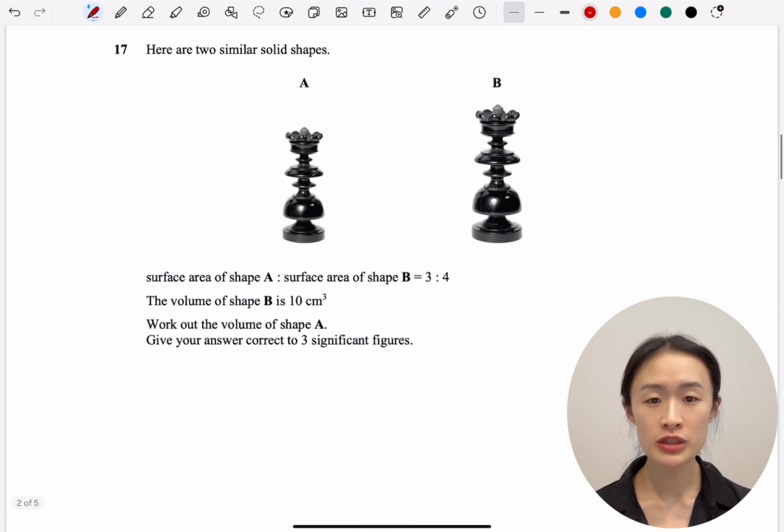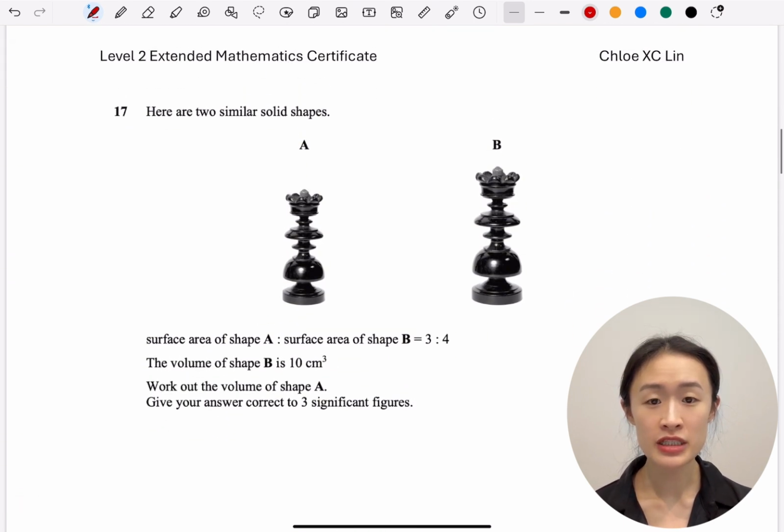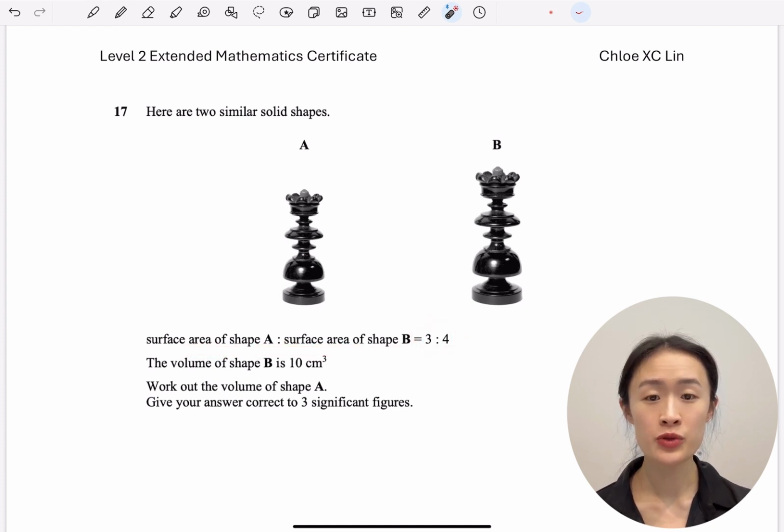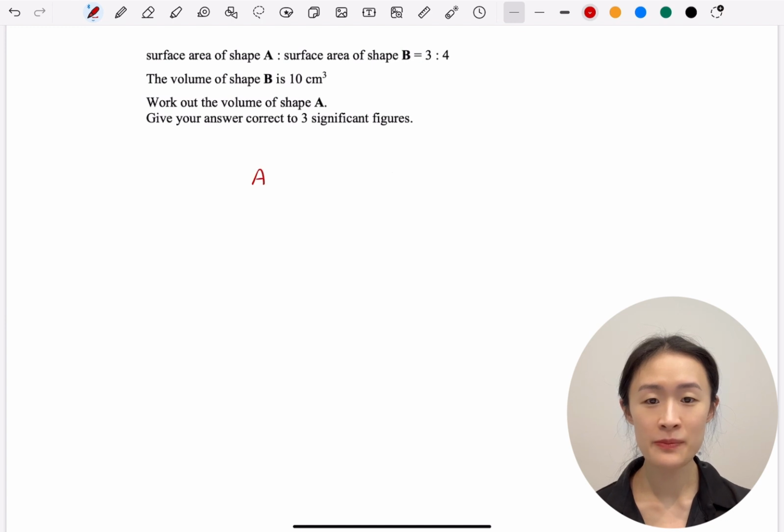So now we have 2 different solid shapes. The surface area of A to the surface area of B is 3 to 4. And we are also told that the volume of B is 10 centimeter cubed. So let's write them out. We have A and B, and we know surface area is 3 to 4. And the volume for A, we don't know. That's something we need to work out. And then for B, it's 10 centimeter cubed. So we need to work out scale factor.